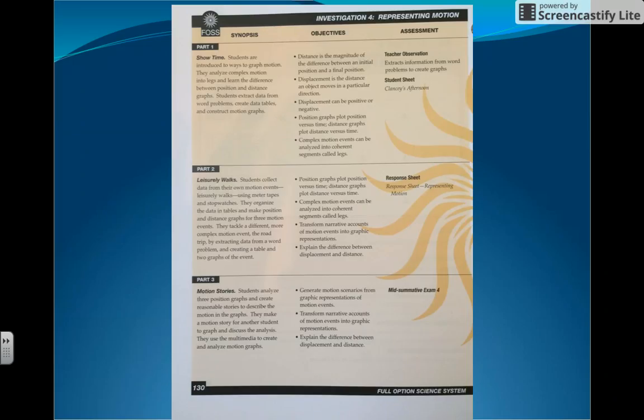This investigation does get tricky because they have a lot of symbols that they have to work into. So this investigation has 3 main parts. Showtime, leisurely walks, and motion stories are all very similar.